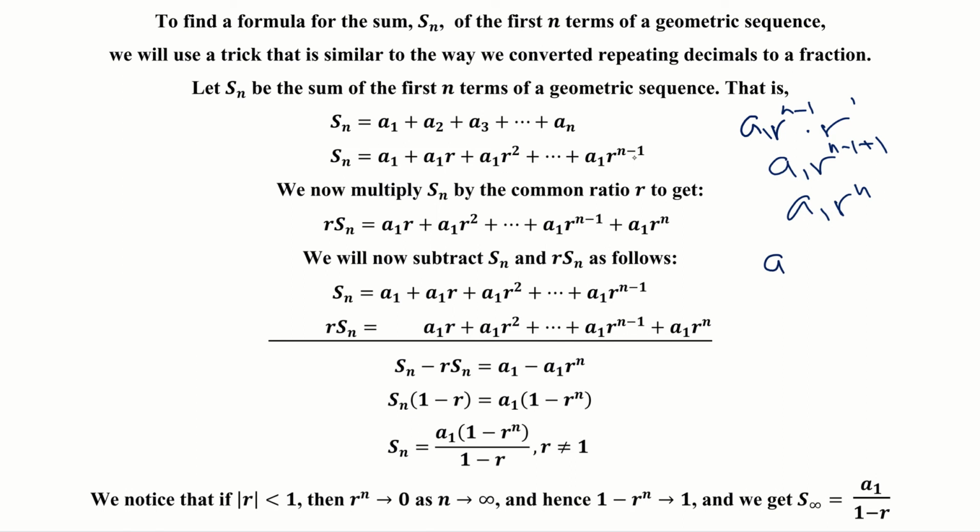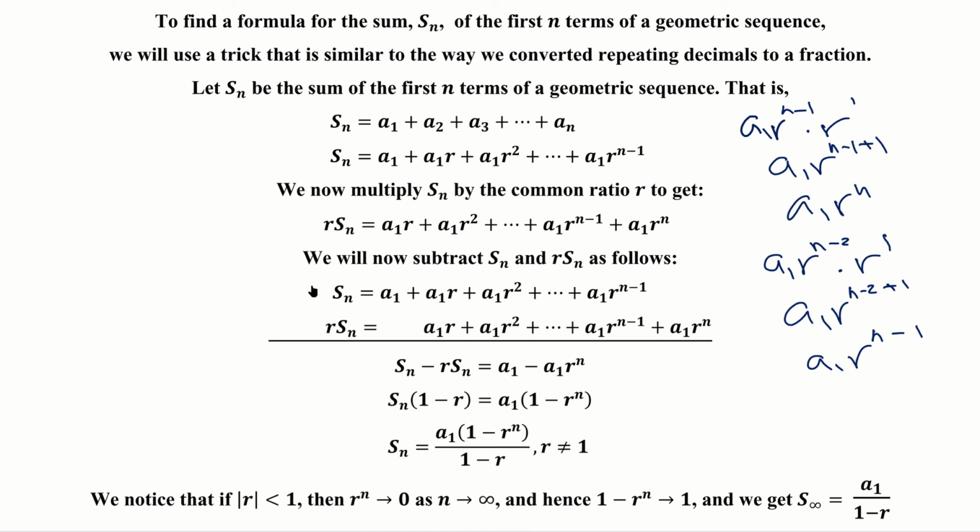It's a1 r to the n minus 2. What happens when you multiply that by r? You get a1 r to the n minus 2 plus 1 because of that 1 there. So we get a1 r to the n minus 1. So that's where this a1 r to the n minus 1 comes from.